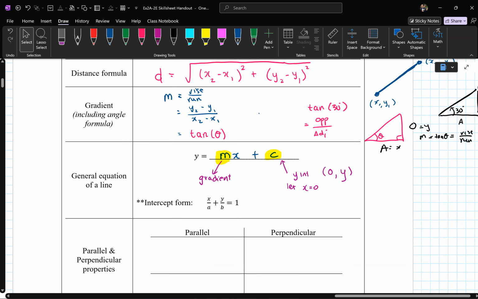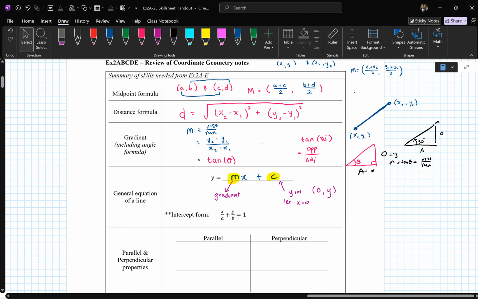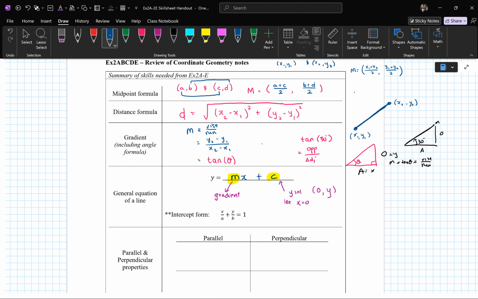And your last property to remember, parallel, perpendicular. Anyone remember? So if two lines are parallel, how do we know? If I gave you y equals 2x minus 1 and y equals 3x plus 1, are these two parallel? How do I know it's parallel? What do you look for? Same gradient.